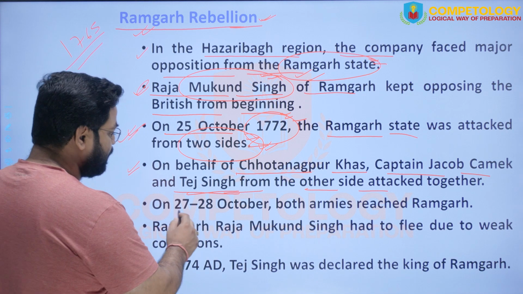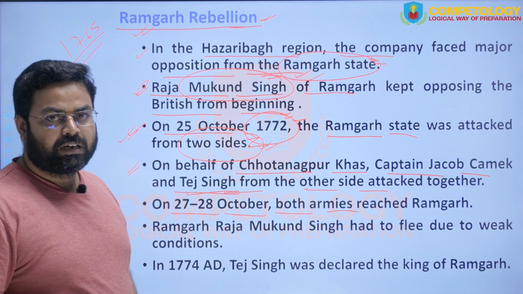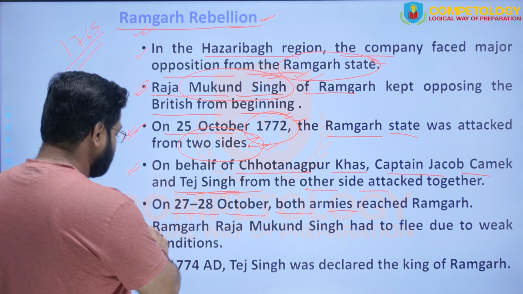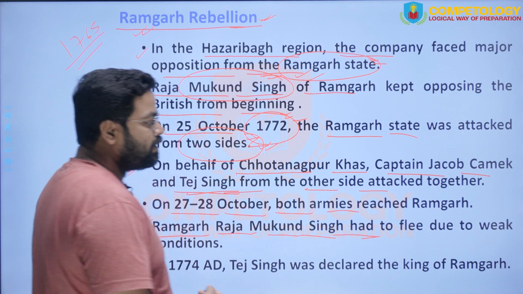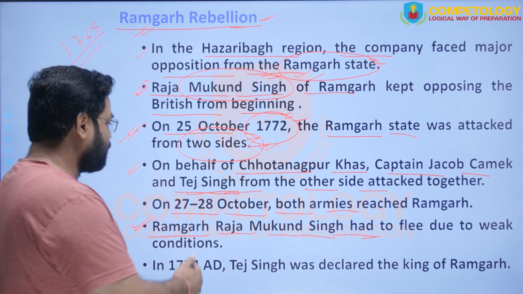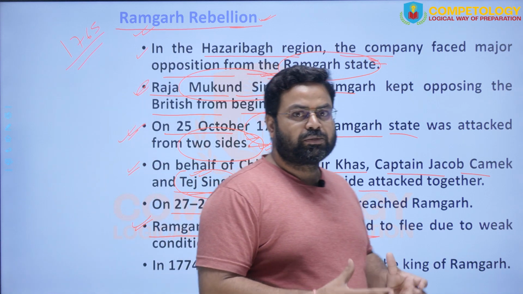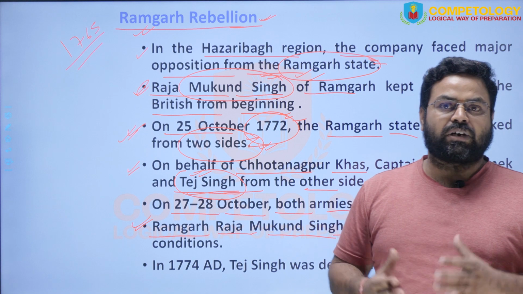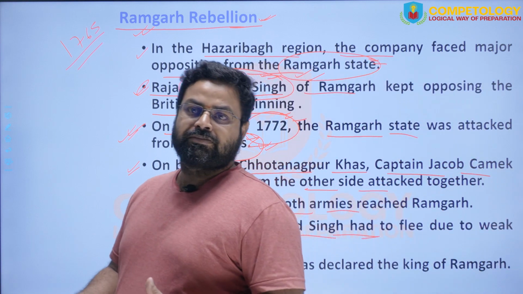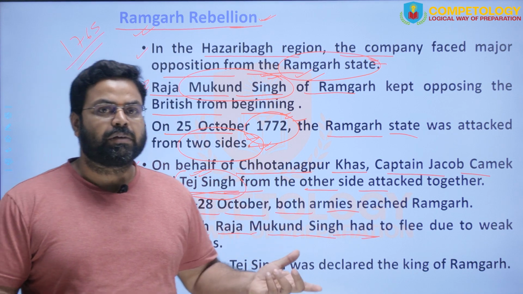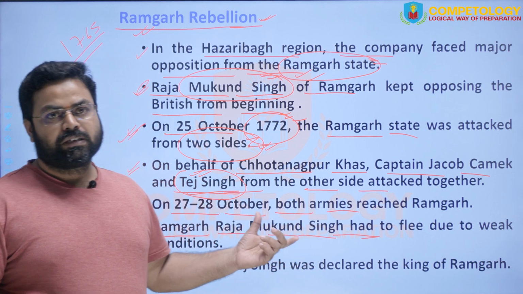And here on 27th and 28th of October both the armies reached the capital of Ramgarh state. And here at the seat of power, Ramgarh Raja Mukund Singh had to flee due to his weak position, because Tej Singh was well aware of the armed forces strength of Raja Mukund Singh, what kind of arms he had, what is the strength of his army and how they can defeat him, and all this information was passed on to the company by Tej Singh.